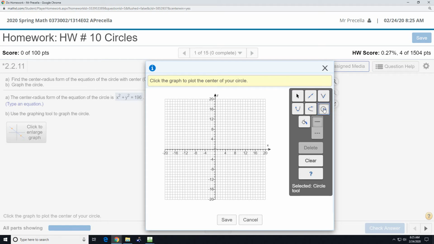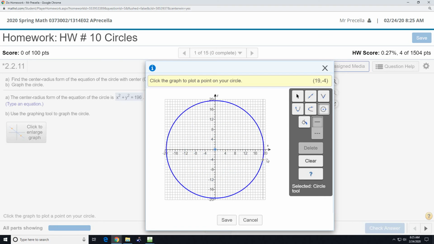And the yellow rectangle tells you what to do. Click the graph to plot the center of your graph. Okay, this is the equivalent of putting your sharp point down if you had an old-fashioned compass. So I'm at 0, 0. I know I'm at 0, 0. If you have a hard time telling where you are, look in the upper right-hand corner of the yellow rectangle. Once you click there, now as you move around, there's every circle centered at 0, 0. Well, which one circle is ours?